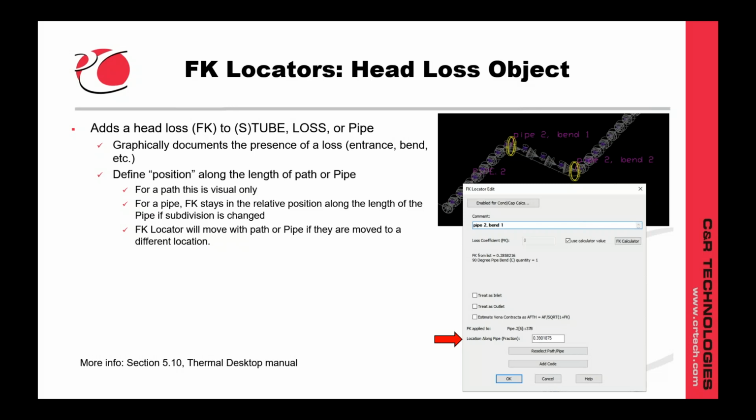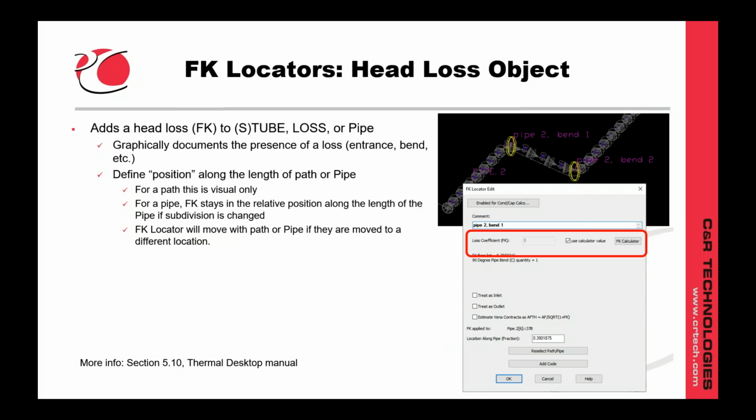When creating an FK locator, you need to define the location of the loss relative to the length of the path or the pipe, specifically the fraction of the total length from the inlet. Locators are associated with a path or a pipe, so if you change the connections for the path or you move a pipe, the locator will move with it. You can also edit an FK locator and change the path or pipe it is associated with.